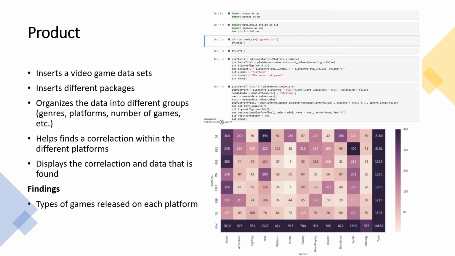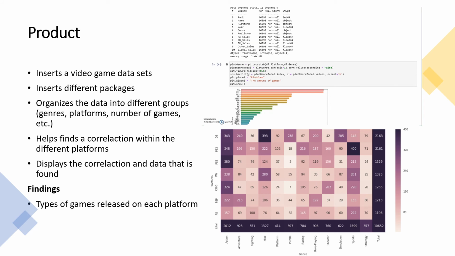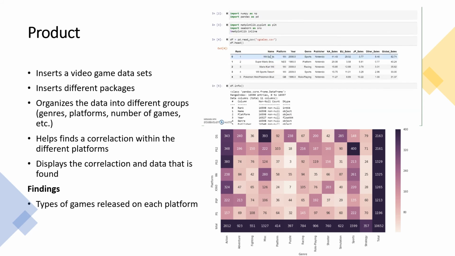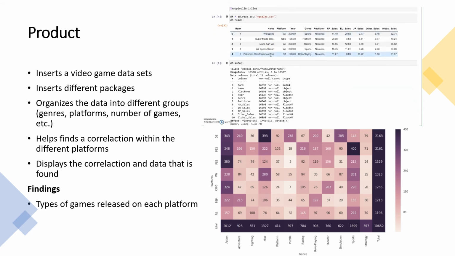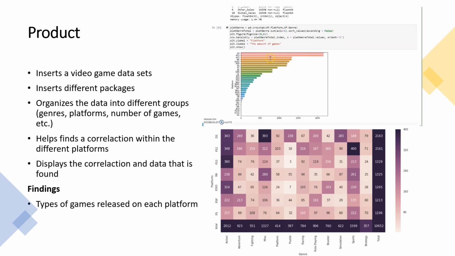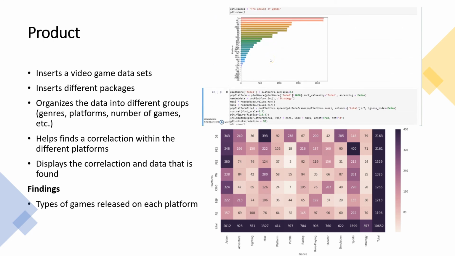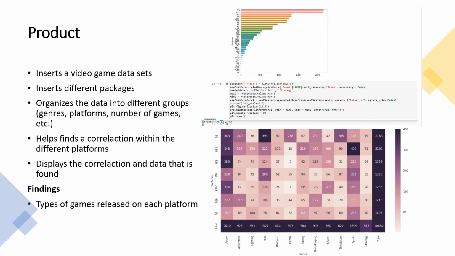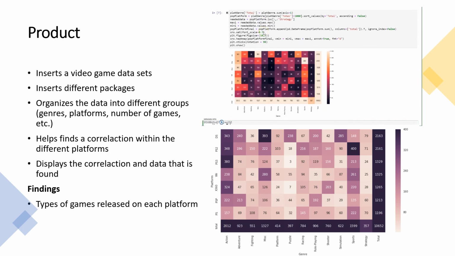The final product that I chose to make is a data science program that basically inserts video game datasets and packages and organizes those datasets into different groups. From those groups, it finds correlations and displays those correlations. My code, which is running on the top right-hand corner, outputs a graph shown on the bottom left-hand corner. In that graph, it organizes the genres and platforms into different groups, and it basically lets people see which platform releases which type of genre of games the most. This can help consumers choose which type of platform they want to buy.